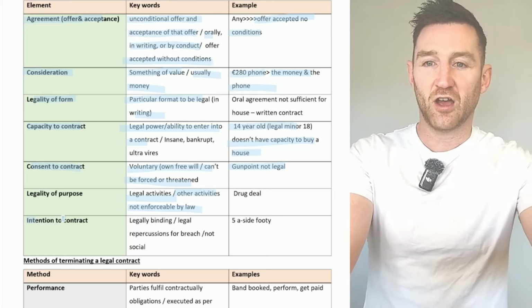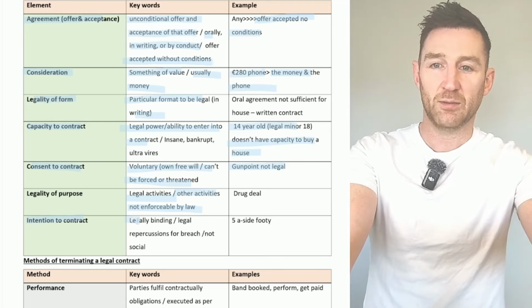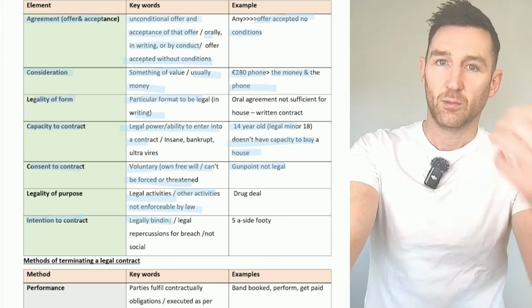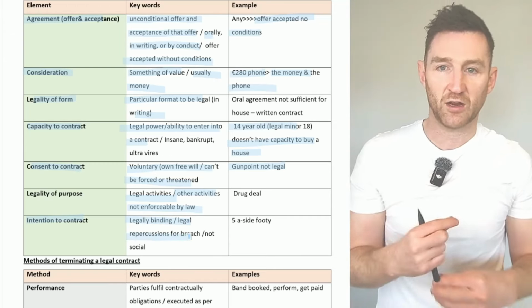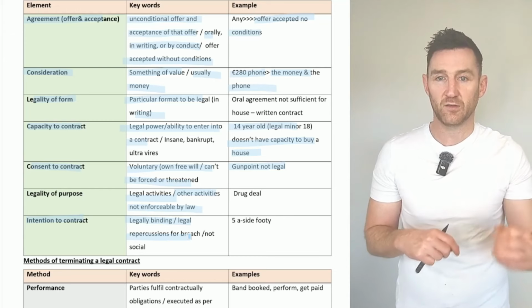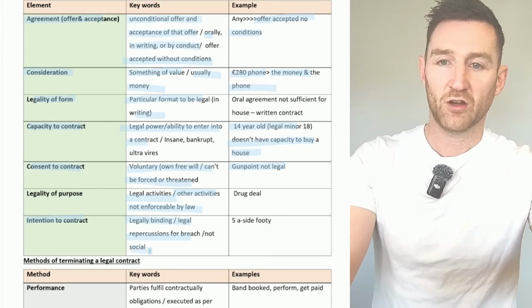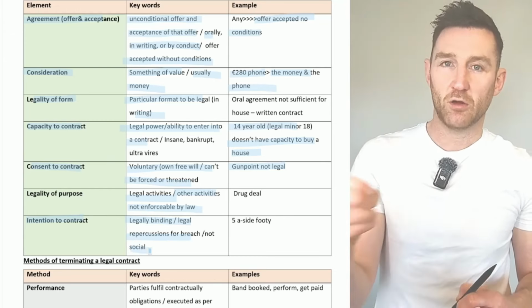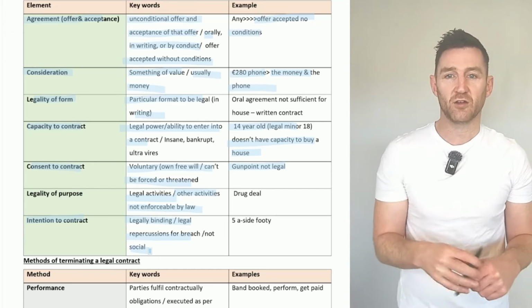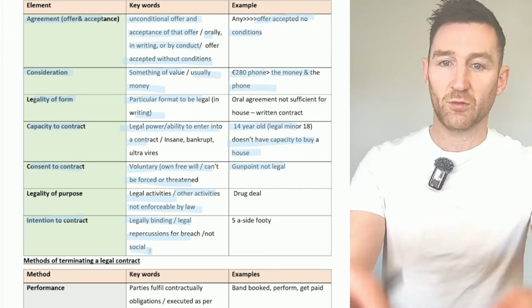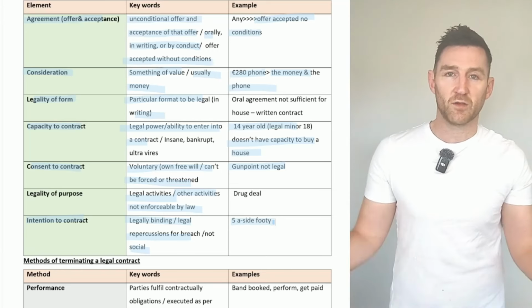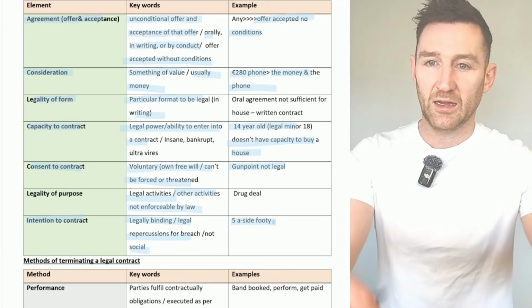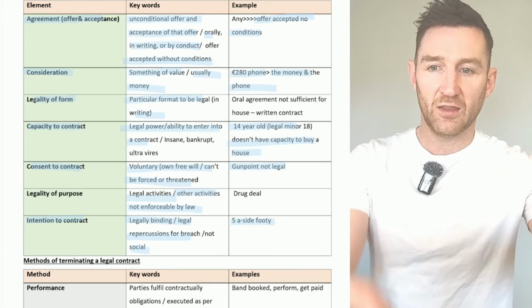And then intention to contract. Last thing is, for a contract to be legally binding, parties must know that there are legal repercussions for breach of that contract. It is not just a social arrangement. So both parties must know that there's legal repercussions for breaching that contract, and it's not just a social arrangement. So you can't sue someone or take them to court if they don't show up for a five-a-side match, because that's a social arrangement. There's no legal intention in that contract.